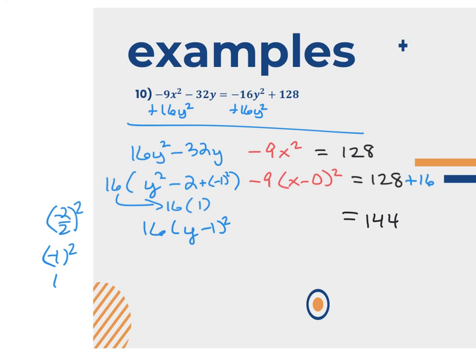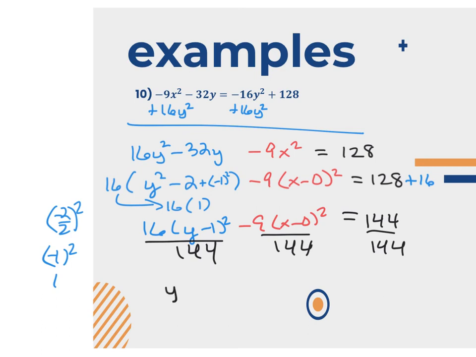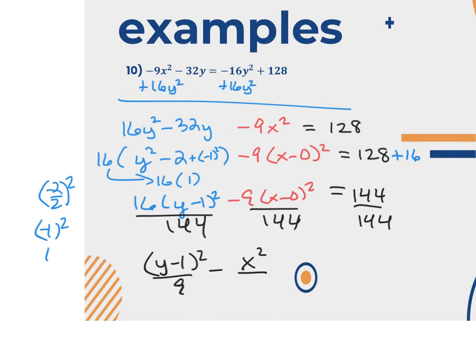And then plus or minus the 9x minus 0 squared. Divide everything by 144. Now once I divide everything by 144, 16 goes into 144 9 times. Y minus 1 squared over 9. This will just turn into an x squared, and this turns into a 16 equals 1. So now I have it in standard form.